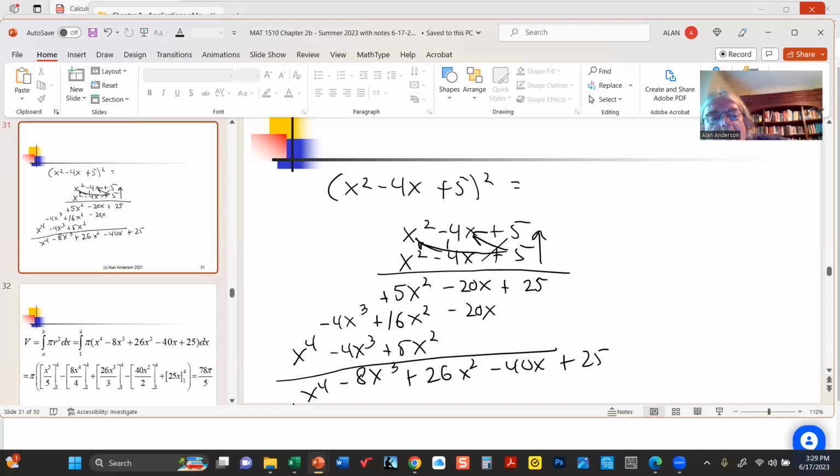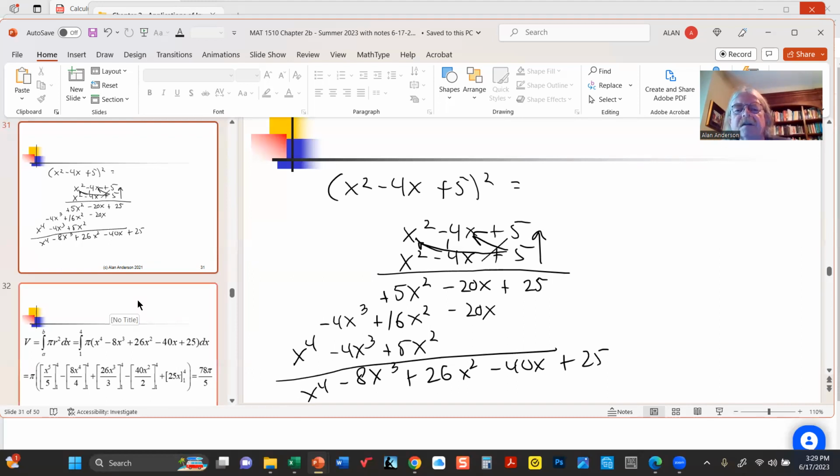Now, I don't know if there is another way of doing something like this. We can't use FOIL here because FOIL only works when there are two terms in each expression. I don't know any other way of doing this, but you may have seen something. But I kind of like this approach because you can see exactly what you're doing step by step. So when you're multiplying two polynomials like this, you can just line them up and multiply each term individually, and you should be able to combine them into the correct answer.